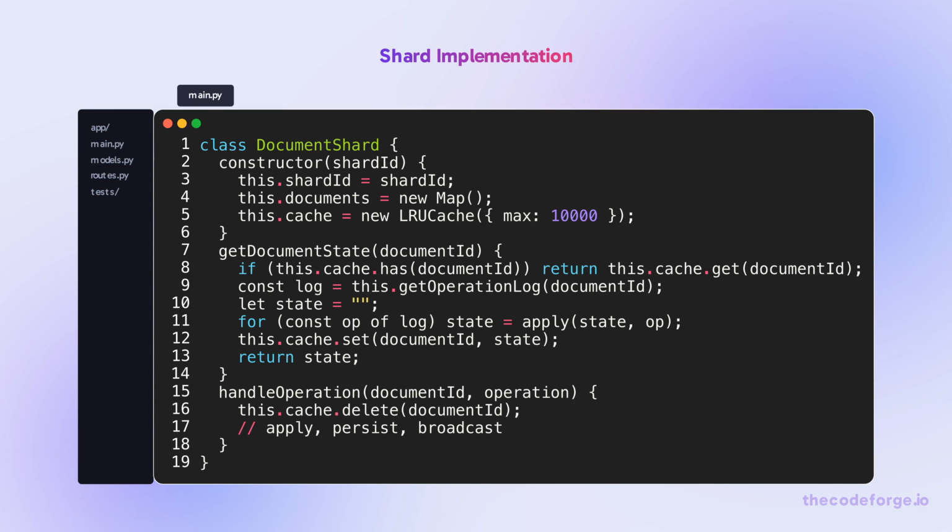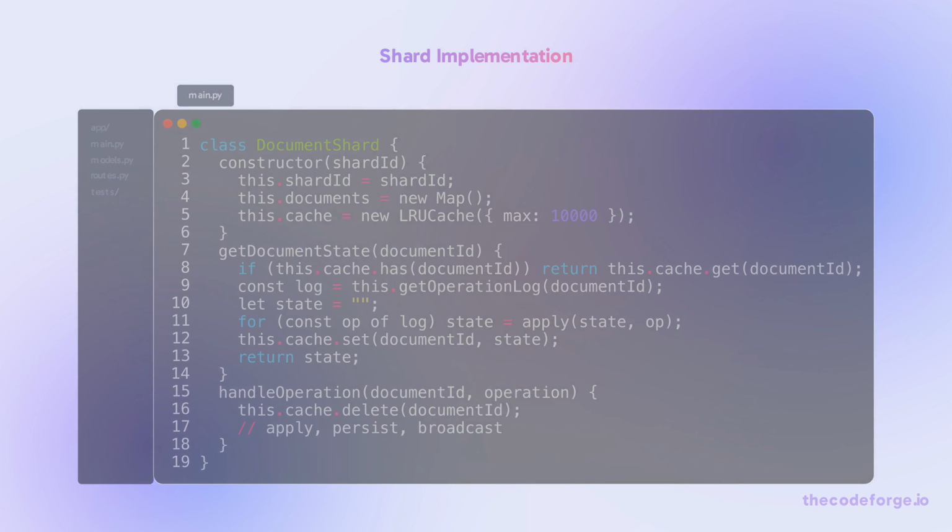Each shard manages a set of documents. It caches the compiled state and invalidates on new operations. On cache miss, it rebuilds from the operation log. This keeps reads fast while ensuring consistency.